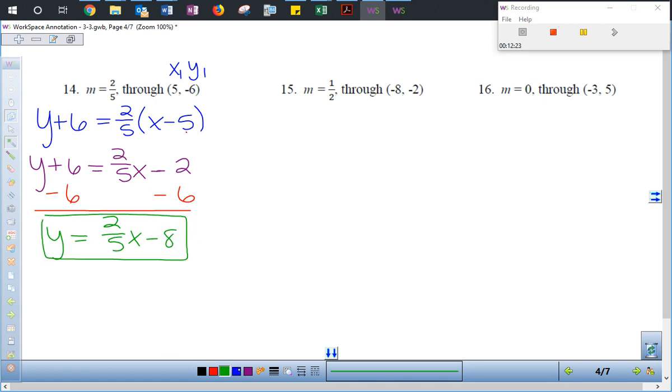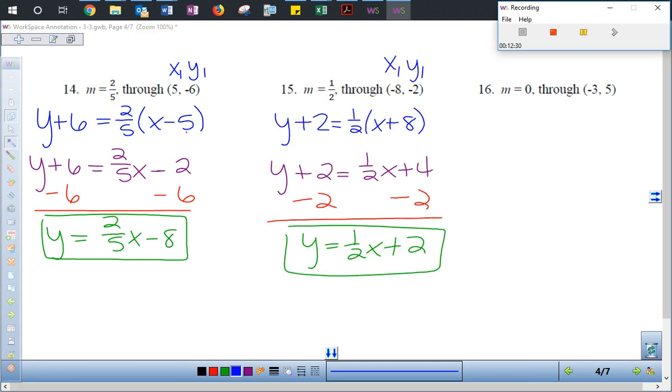Alright, what I'd like you to do is pause the video and do number 15 completely on your own. Okay, hopefully you got y plus 2 equals 1/2 times the quantity of x plus 8. Then you distributed your 1/2 and you got y plus 2 equals 1/2 x plus 4. Then we subtracted 2 from each side and we're left with y equals 1/2 x plus 2.